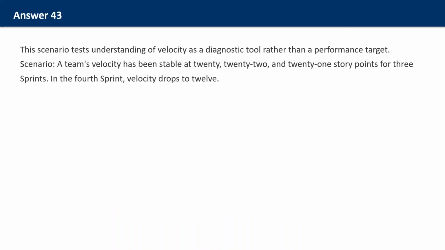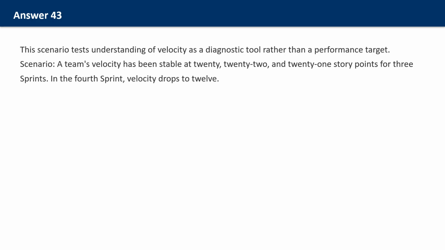This scenario tests understanding of velocity as a diagnostic tool rather than a performance target. Scenario: a team's velocity has been stable at 20, 22, and 21 story points for 3 sprints. In the 4th sprint, velocity drops to 12. Management is concerned. What should happen?